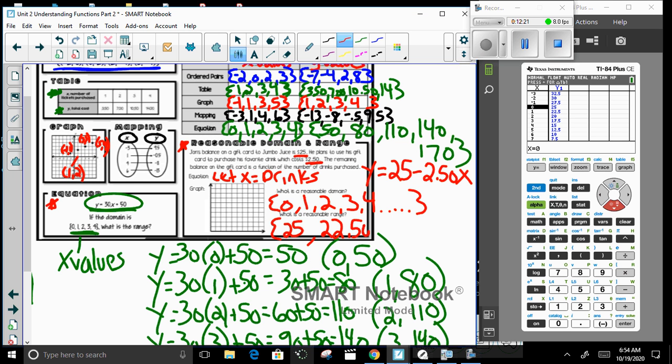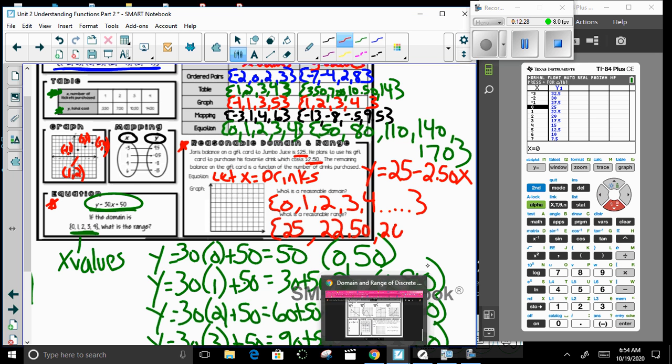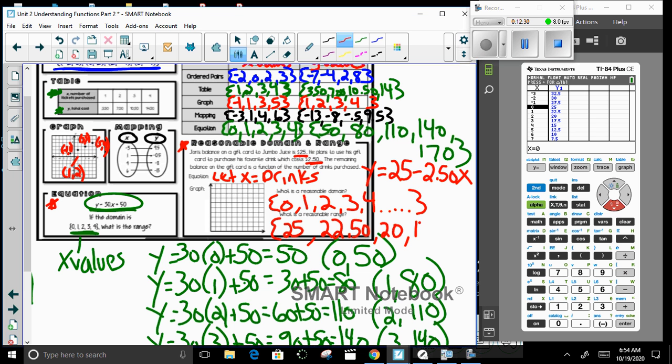Notice it's going down, which it's going to. If he purchases 2 drinks, there's $20. If he purchases 3 drinks, there's $17.50. If he purchased 4 drinks, there's $15. And it's going to keep going down. How many drinks can he purchase with this $25 gift card?